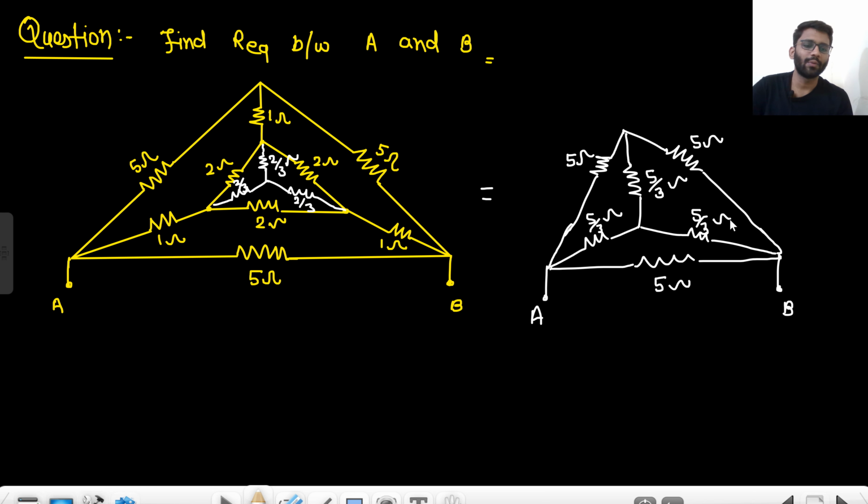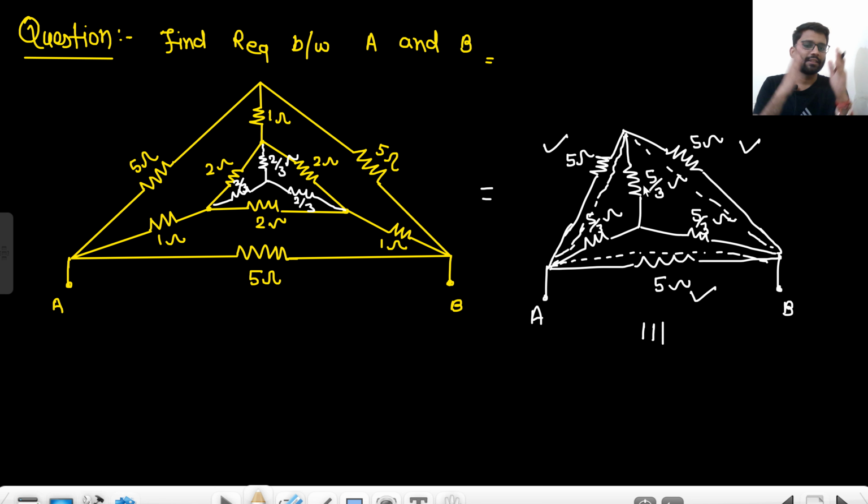Now if you see the circuit, what will you think? How can I find the equivalent resistance? What if I convert this star to delta? I convert this middle star to delta. Then what will happen? There will be some resistance here, some resistance parallel to this 5 ohm, and some parallel to this 5 ohm. Then it will all be easy for you, right?